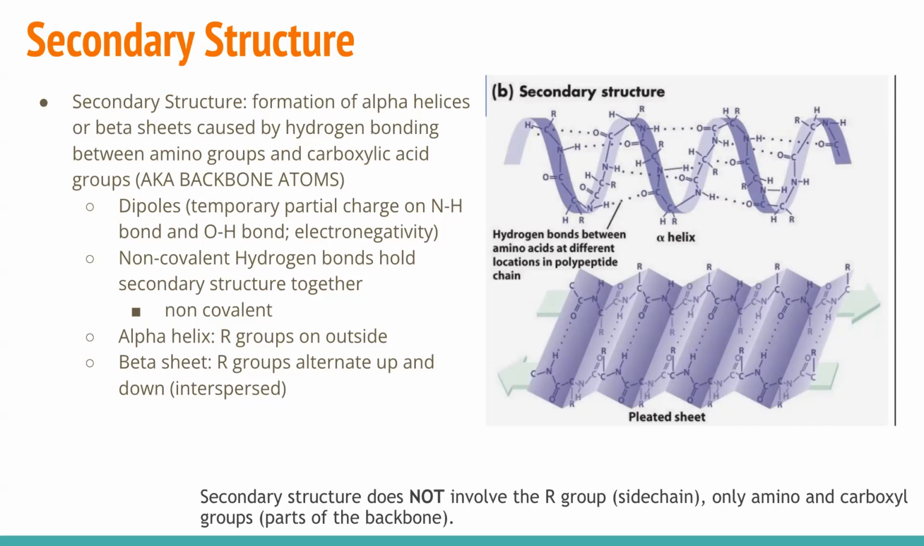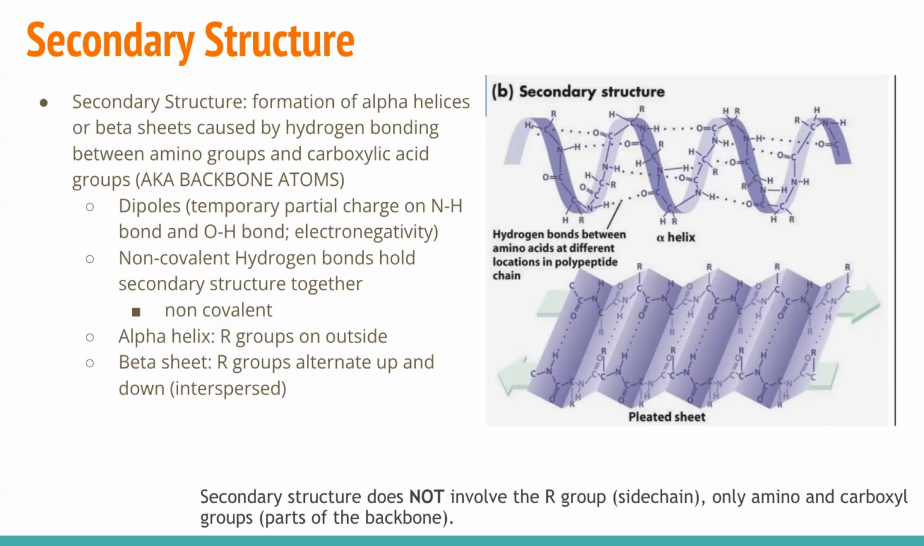In an alpha helix, your R groups are going to be arranged on the outside. They're going to want to interact with the environment. They're going to want to make bonds. R groups are going to want to bond with different R groups, with different elements in the environment that the protein is in. And then in a beta pleated sheet, the R groups are going to be interspersed. So they're going to be alternated. One's going to be up, one's going to be down, the other one will be up, and so on.